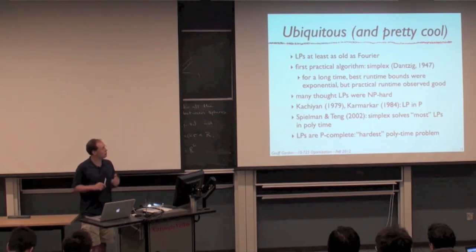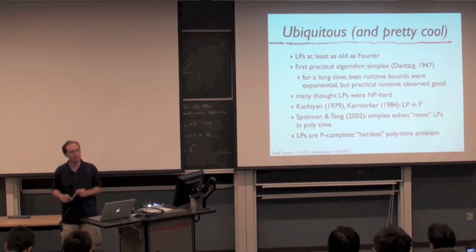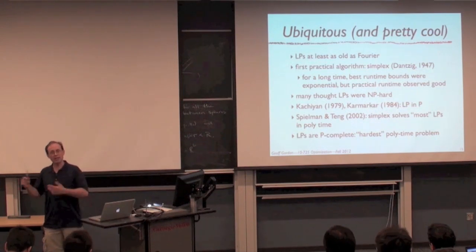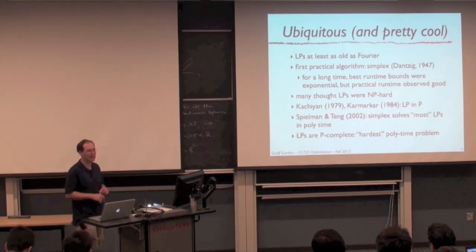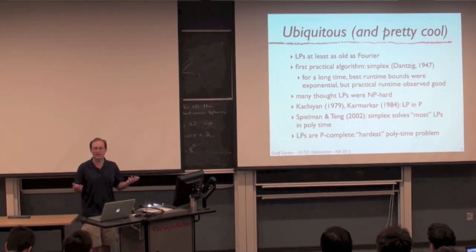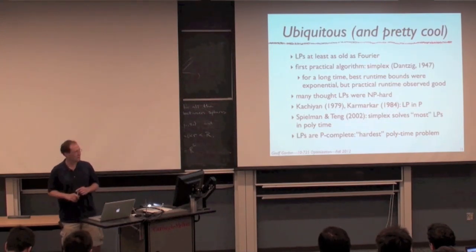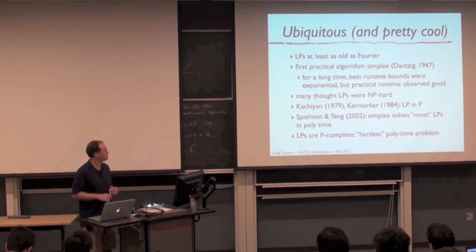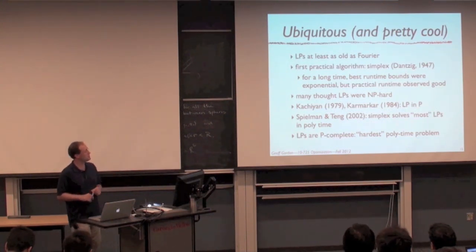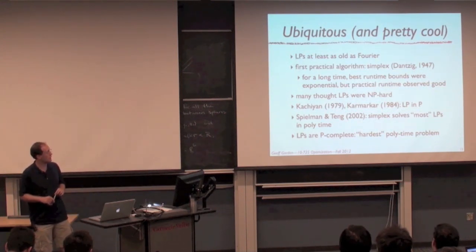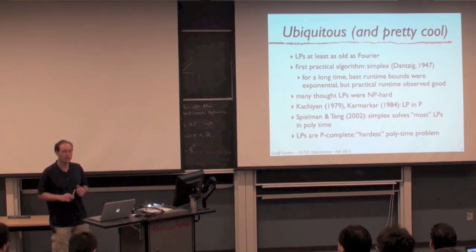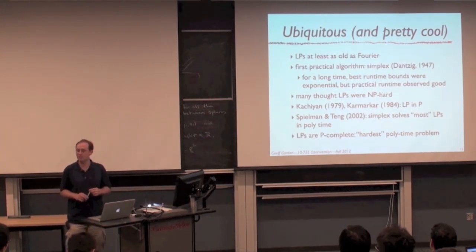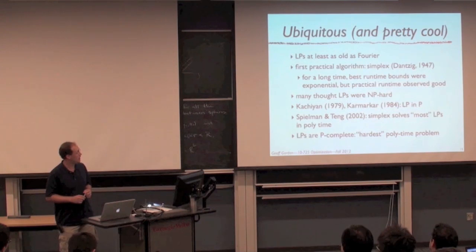And for a long time, the best runtime bounds for simplex were exponential, but yet the practical performance of simplex was observed to be pretty good, right? So this was a source of consternation for complexity theorists for a long time, and still is for certain questions. So because of this worst case exponential bound, when people started looking at the P versus NP question, a lot of people thought linear programs were going to be NP hard. It turns out they're not.